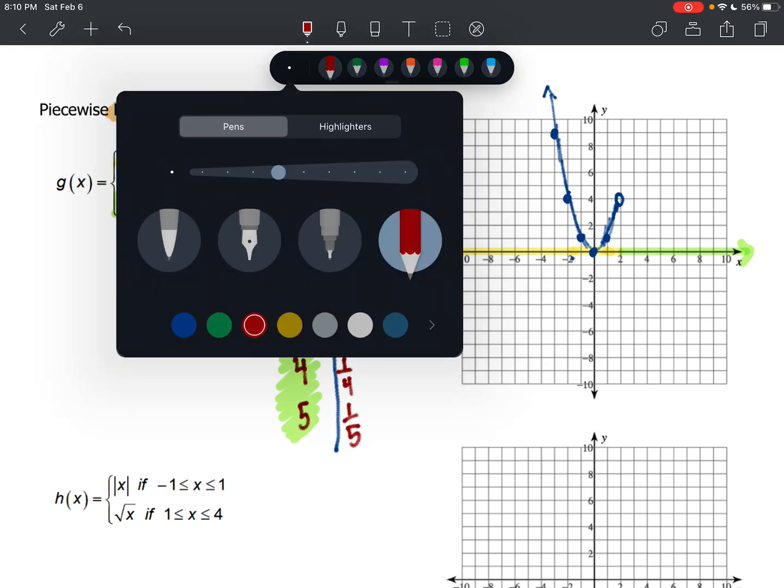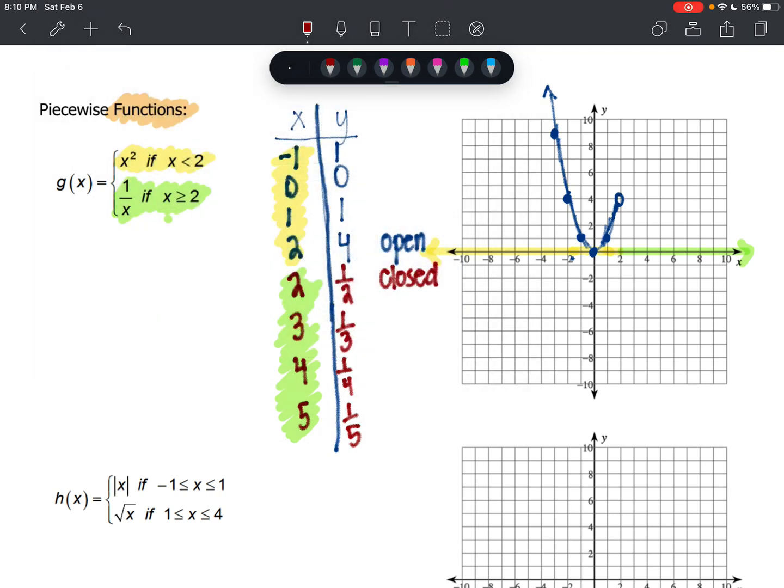So we put a 2 in. I'm going to definitely have to make this pen smaller. Put a 2 in and we get a 1/2 out. And that's a closed circle. Put a 3, get 1/3 out. 4, 1/4. 5, 1/5. So it's getting very, very, very close to 0.